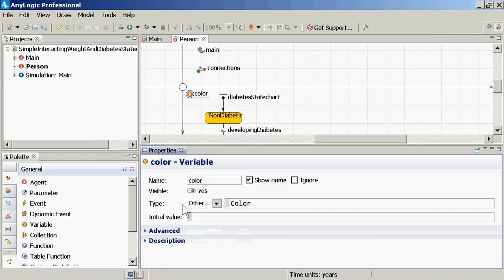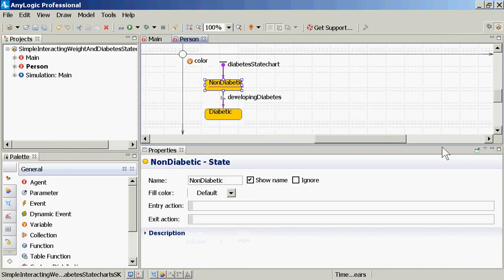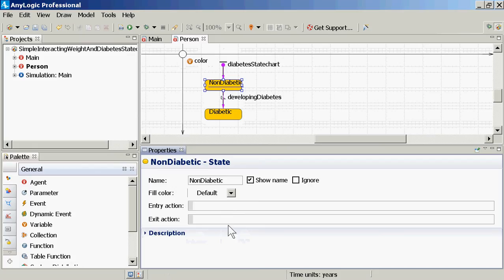Now we're going to set this color variable when people come into this state here. We're going to set it to be green. When they enter the state, you'll notice we can specify an action when they enter the state. So we're going to say color equals green. You can make it all caps or all lowercase; I'm going to keep it as capital. And I'm going to build early, build often. So I'm going to press that build.